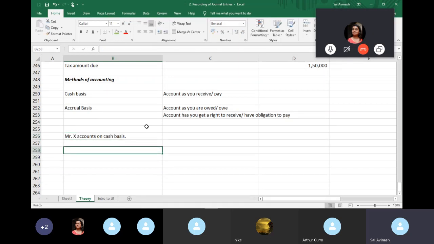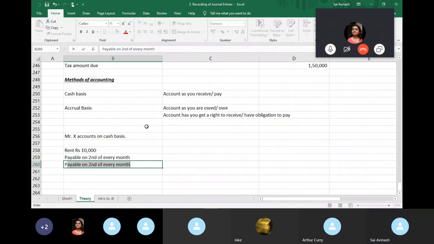The rule is rent of rupees 10,000 is payable on the 2nd of every month. So for the month of March 2020, I have to pay on 2nd April, and let's say I actually pay on 5th April. Let's continue the same example.